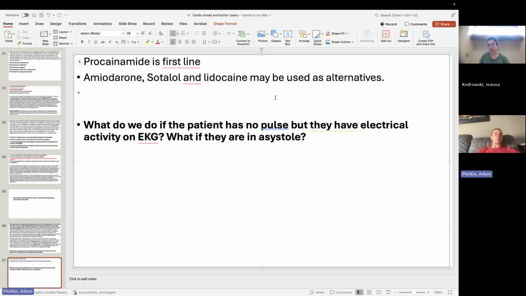Remember, procainamide is a class 1A antiarrhythmic. Amiodarone is more of a class 3, but it hits all of the classes. Sotalol is a class 3 and a little bit of class 2, and lidocaine is a class 1B antiarrhythmic.